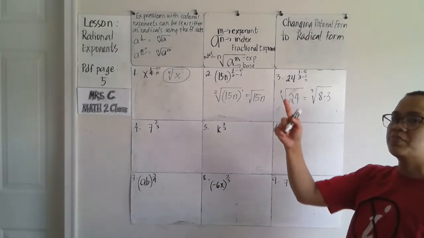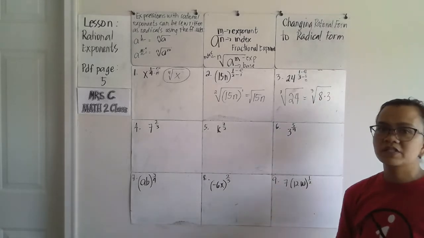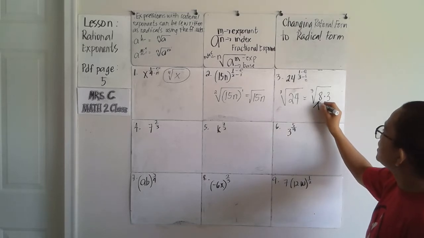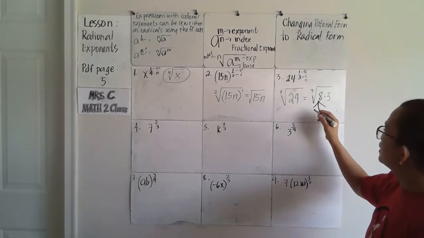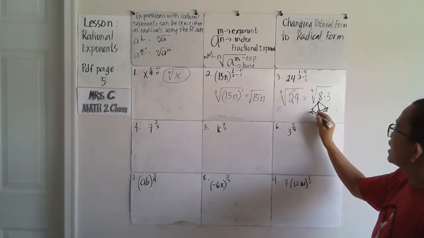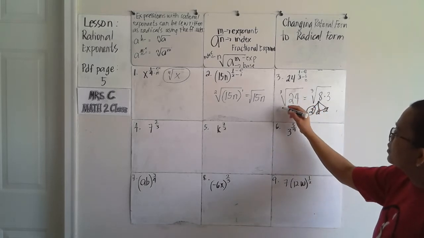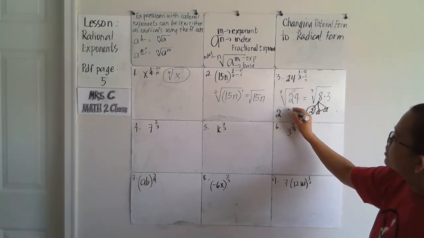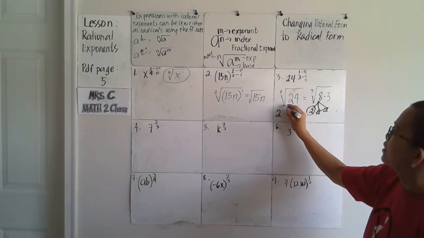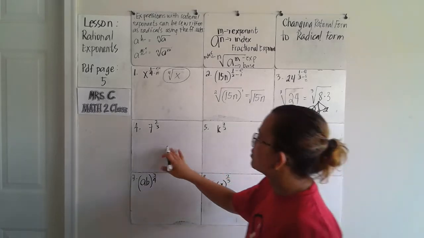If you watch my previous video about simplifying radicals, you will be able to understand what I am talking about here. So 8 can be simplified as a perfect cube. So cancel 2, take 1. So the answer for this problem is 2 cube root of 3. That's it. You got it? All right. Number 4.